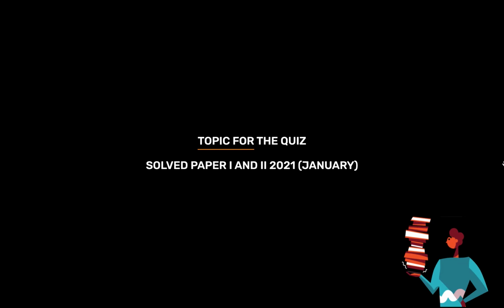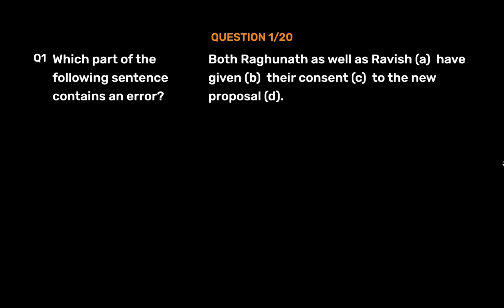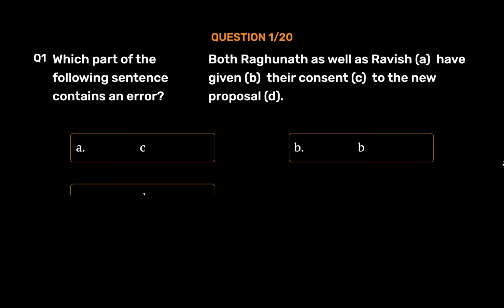Topic for today's quiz is Solved Paper 1 and 2, 2021, January. Question number 1. Which part of the following sentence contains an error? Both Raghunath as well as Ravish, A, have given, B, their consent, C, to the new proposal, D. Option A, C. Option B, B.